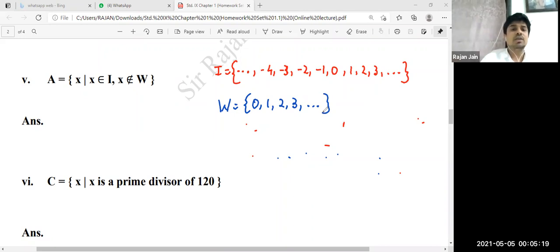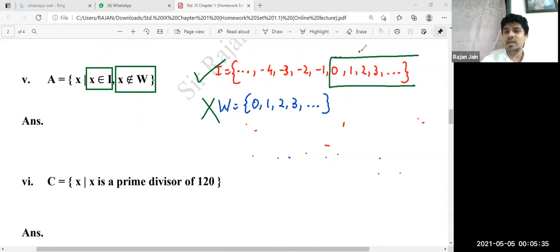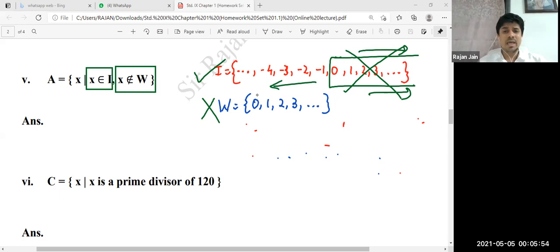Now what is the condition given over here? The condition says that my x should be an integer, but it should not be a whole number. It should be an integer, but not a whole number. So can I say, in the integers, from here onwards all the numbers are whole numbers. So from the integers you remove the whole numbers. What is left? Can I say all the negative numbers till infinity are left? So that will be part of the collection. Both conditions are satisfied. All the negative numbers are integers, but not whole numbers.